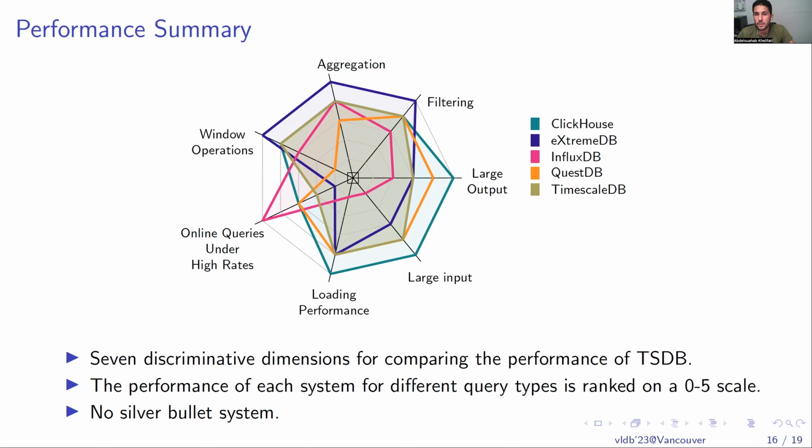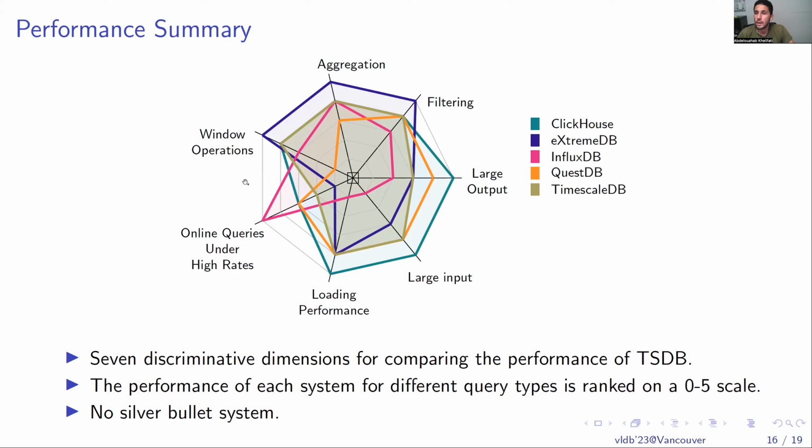Moving on to the recommendation part of our presentation, we have summarized our results by assigning a score for each system across 7 discriminative dimensions that help us compare the time series database systems for our benchmark. We assigned a score between 0 and 5, where 5 is the highest. And while we find that there is no silver bullet, some systems excel in certain dimensions, whereas other systems provide better trade-offs.